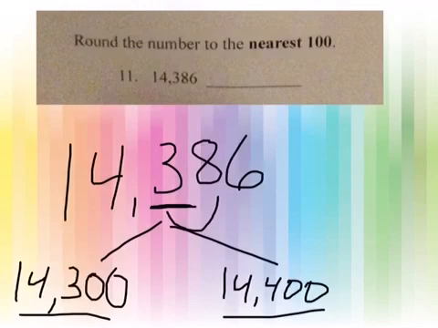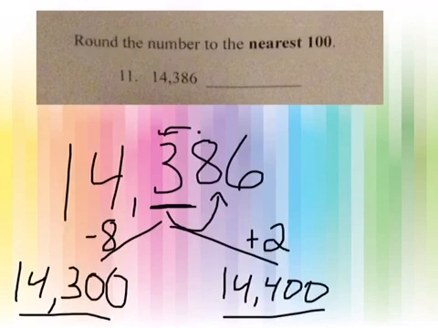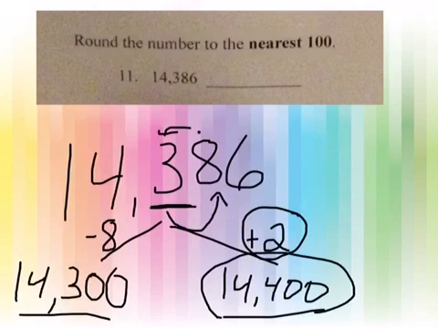And to do that, I'm going to look at the tens place. Okay? And I see my tens place is an 8. Well, in my head, I know that I only need to go 2 more tens to reach the next 100. Or, if I think about it this way, I would have to go back 8 tens to reach the 300. Which would be the shorter way to go? Well, it'd be a lot shorter to just go 2 tens forward instead of 8 tens backwards. So that means that 14,400 is my nearest 100.